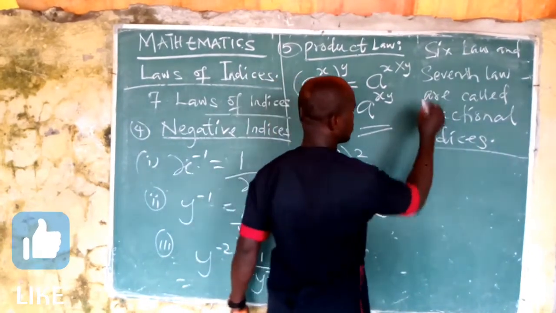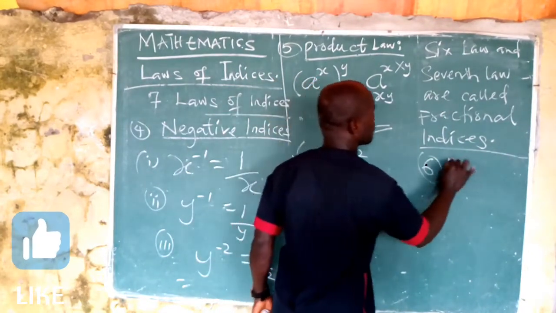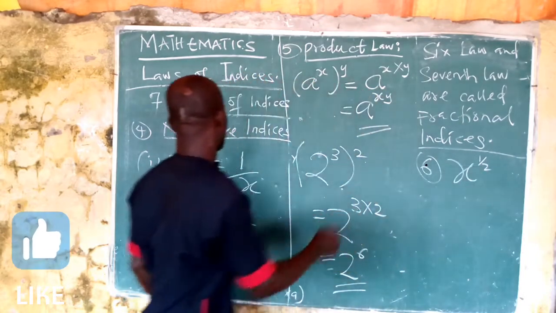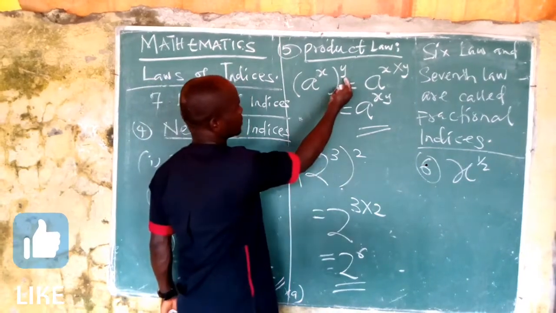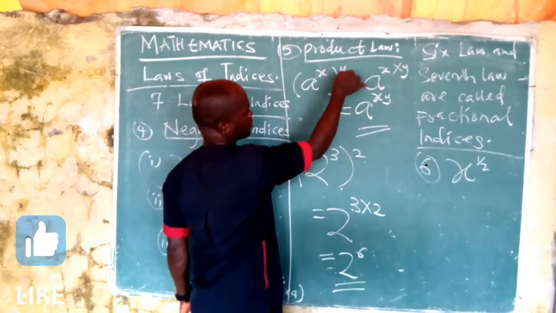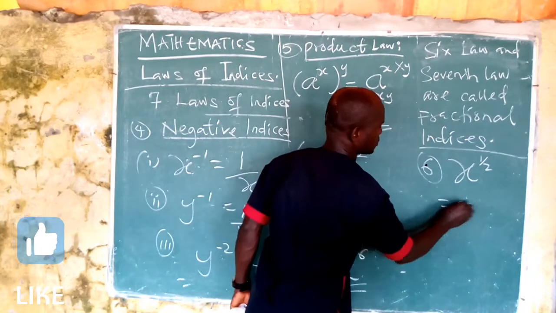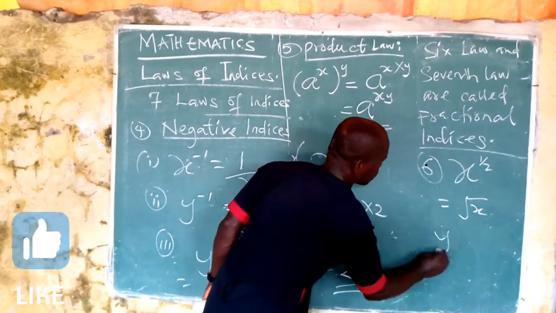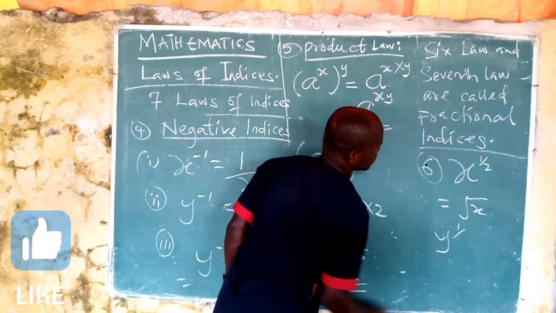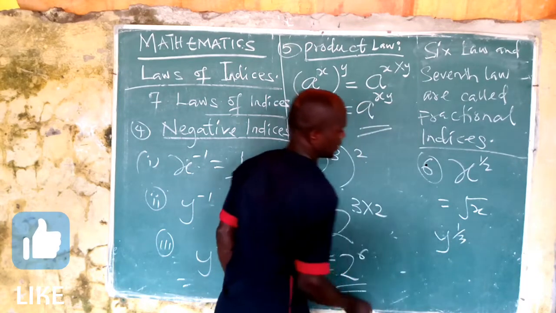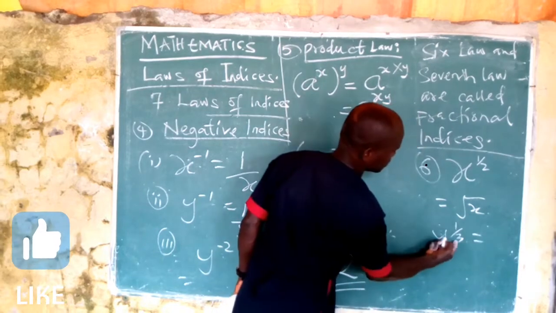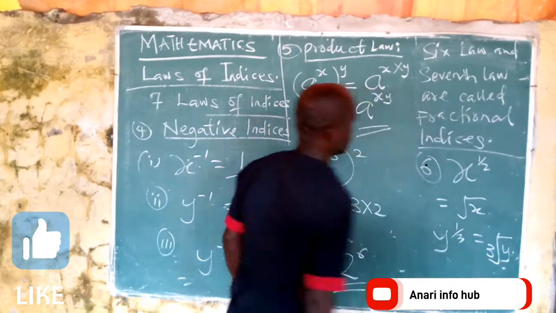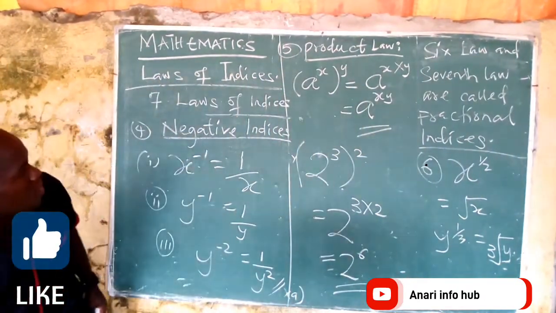Let's look at the 6th law. If I have x raised to power a half, you see, it's a fraction now, compared to when we have something like this, which is just a whole number. So this is a fraction. That means square root of x. Also, if I have something, let's say y raised to power 1 over 3, this simply means the cube root of y. Okay.